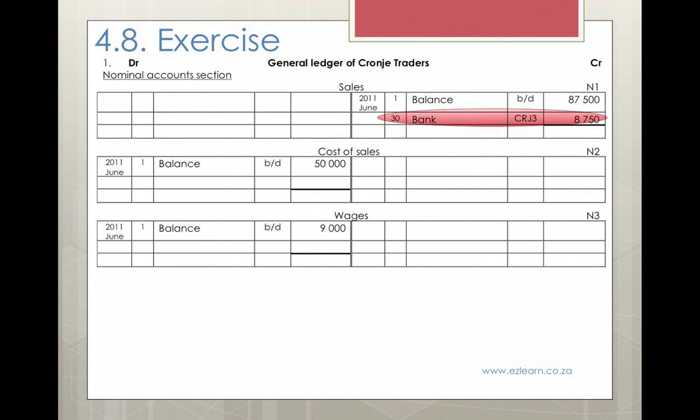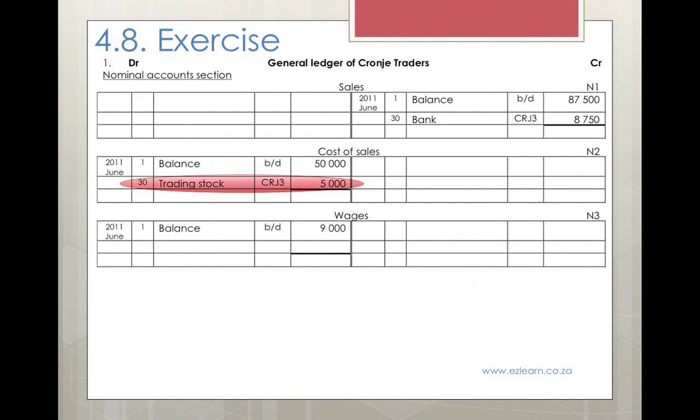Sales is an income, and so will be credited as it increases equity. So you will put the 8750 on the credit side of sales. The day is the 30th, as you are posting the totals, which always get posted on the last day of the month. The details is bank, as that is the other account involved, and the folio CRJ3.